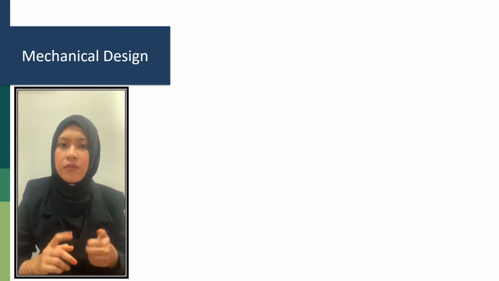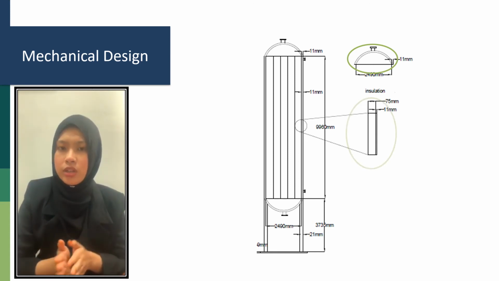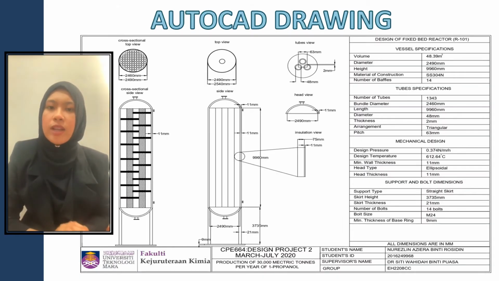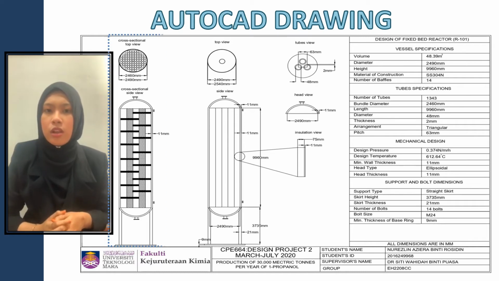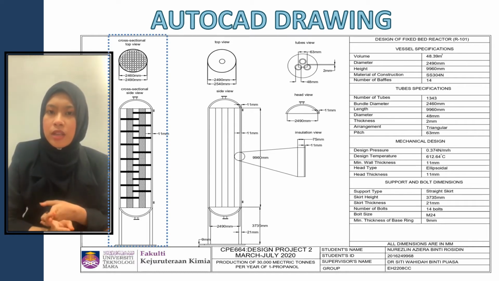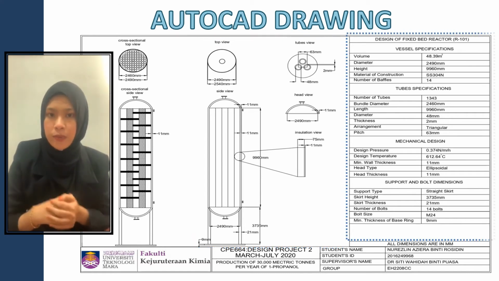The reactor is a vertical vessel with an ellipsoidal head and has insulation made from mineral wool. These are the summarized AutoCAD drawings for the hydrogenation reactor in this propanol production, consisting of cross-sectional top and side views, and the tube, head, and insulation views with their information.